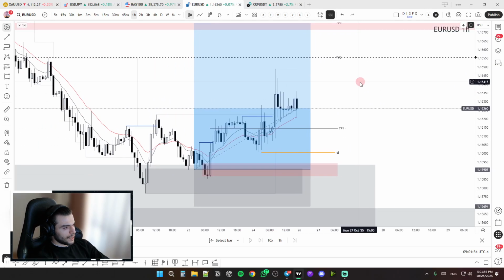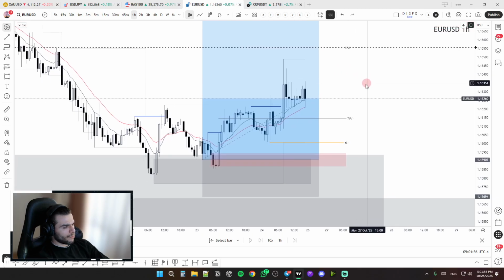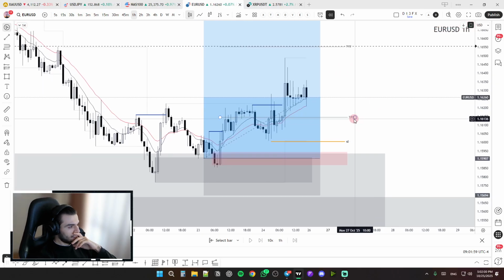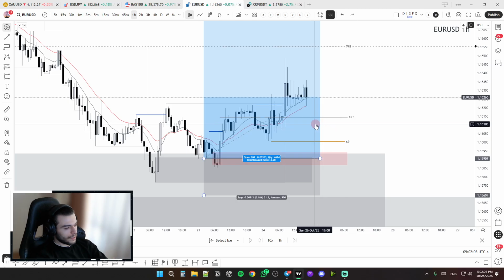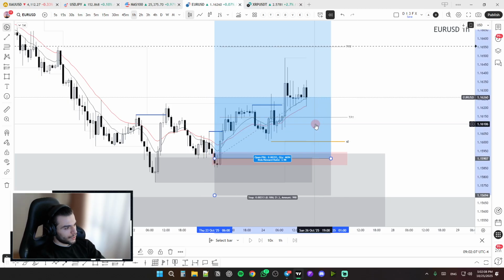And yeah, pretty much. I'm thinking of a way of, what if we had a different entry model here? Would it increase our risk to reward ratio or not?